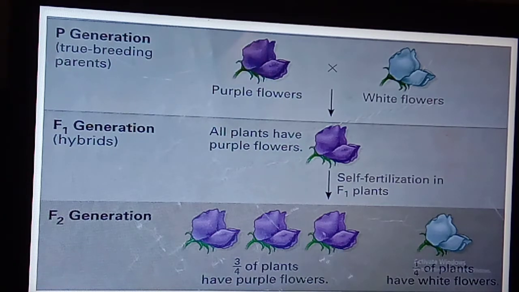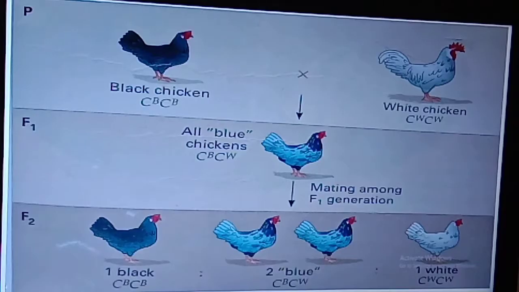So in our example, we have the P generation or parental generation. The parents are the purple flowers and white flowers. In the F1 generation, the dominant allele is purple, while the recessive allele is white. However, in the F2 generation, the recessive allele, which is white, reappears. What is phenotype? It is an observable trait.